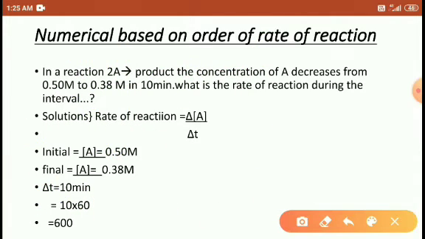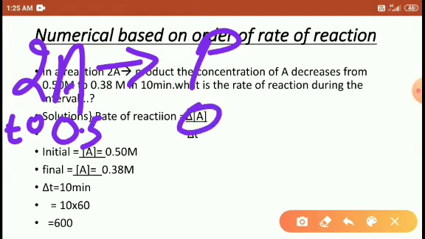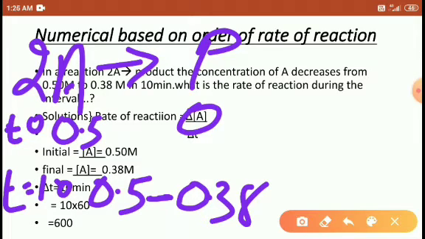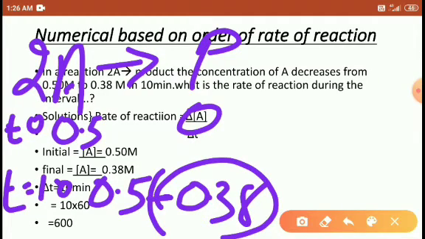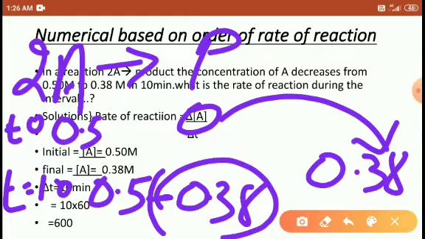Okay students, once again, the 2A moles turn into product P. Here at the time T equal to 0, the reactant is 0.5, right? Product is 0. At the time T equal to 10, the concentration of A decreases by 0.38. This concentration turns into product form, so that's why I have written 0.38 here. So the concentration of product increases from 0 to 0.38. Right students?